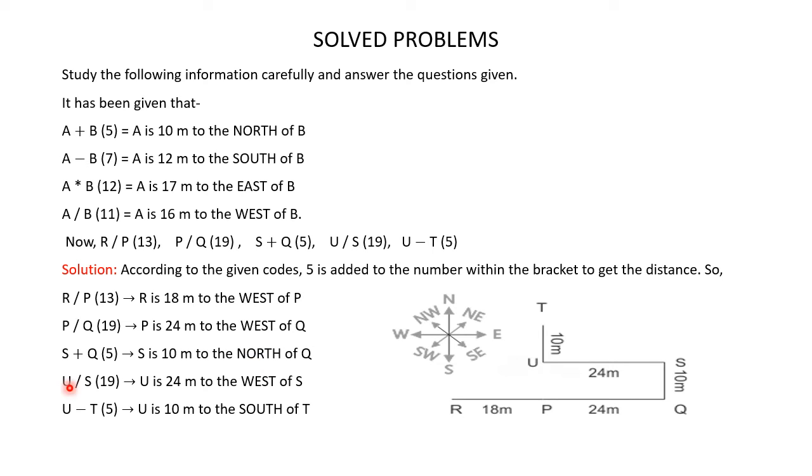U slash S 19 means U is 24 meters to the west of S. 19 plus 5 is 24. So U is 24 meters to the west of S. U minus T 5 means U is 10 meters to the south of T. 5 plus 5 is 10. So U is 10 meters to the south of T. So now based on this decoded information, let's draw a diagram.